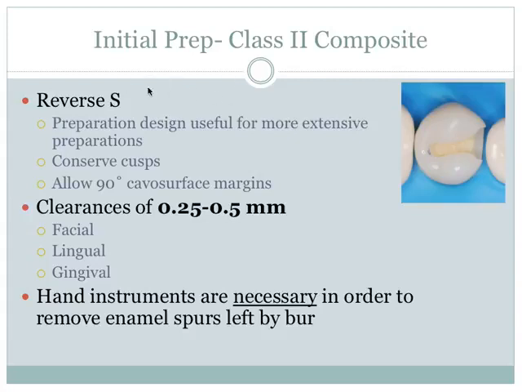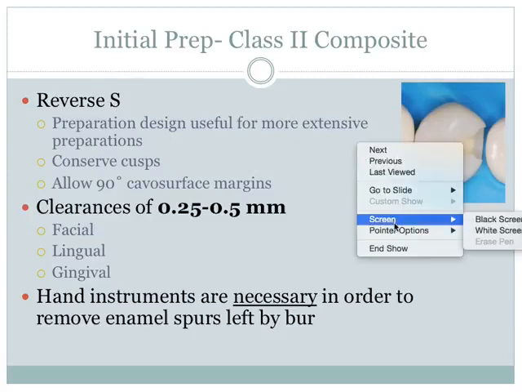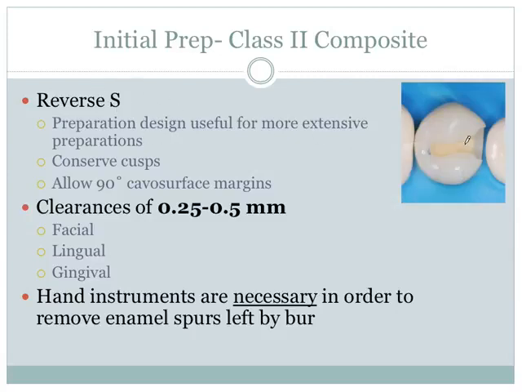And some things also to consider is the reverse S, and that is basically referring to this part right here. So if we trace the wall, it makes an S here and sort of makes an S here. And that's a great preparation design, useful for extensive preparations like these because it conserves the cusp, instead of going something like this where we're cutting through some and removing excess tooth material that we don't have to.